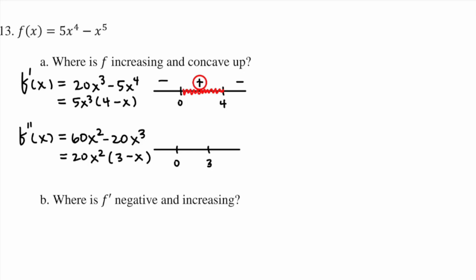Then if I was going to make a graph of f double prime, that's going to be a third degree polynomial with a negative leading coefficient. At x equals 0, the graph is going to bounce, and at x equals 3, it's going to pass through confidently. And then if I'm interested in where f is concave up, that's where f double prime is greater than 0, or potentially equal. And that's going to be all throughout here.